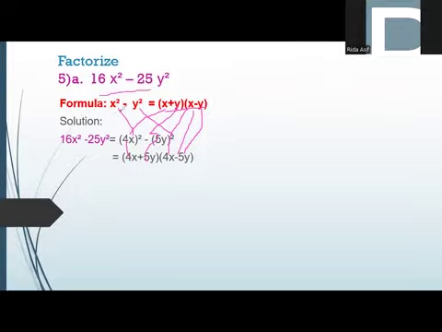What we have done, we have just compared our formula with our question. Left hand side is compared with the question. By comparing the left hand side of the formula with our question, we get 4x whole square minus 5y whole square. Now we can compare the right hand side of our formula with our given question. According to your question, your x is 4x, so we get 4x plus 5y, 4x minus 5y. Okay?